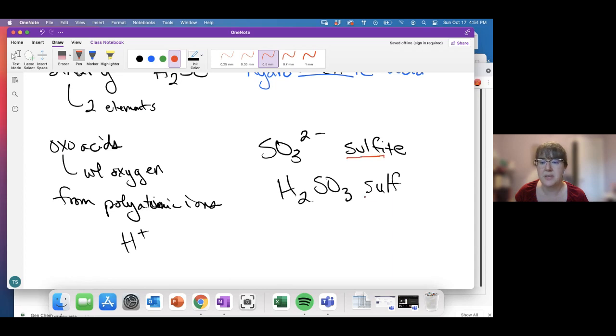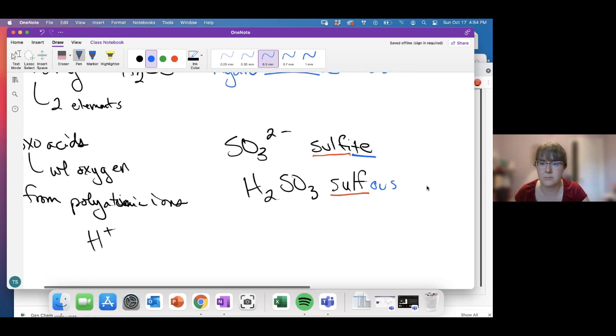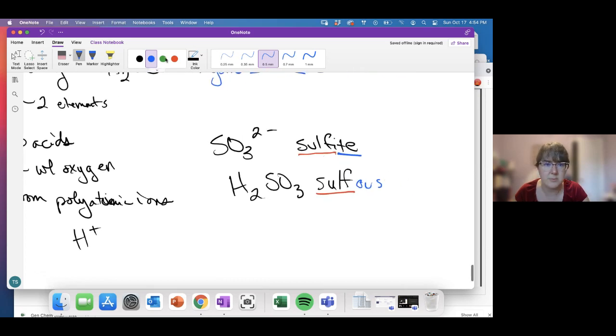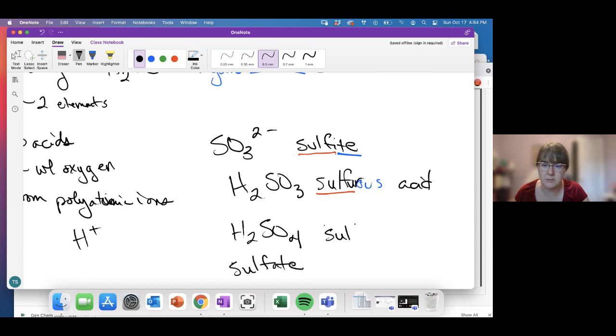Then when I name this, I'm going to keep that beginning part of my polyatomic ion that I had, but then I need to change the ending. When it's ITE, I'm going to change this to OUS. Except I need a couple more letters because that's how this one goes. Sulfurous acid. And then this one, which is based on sulfate, is sulfuric acid.